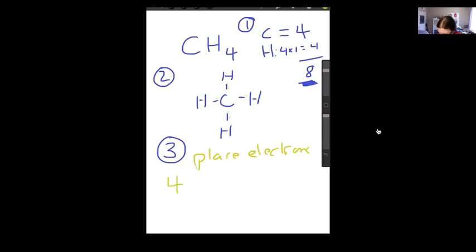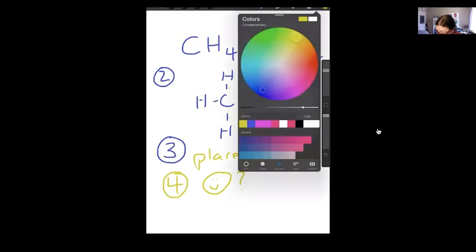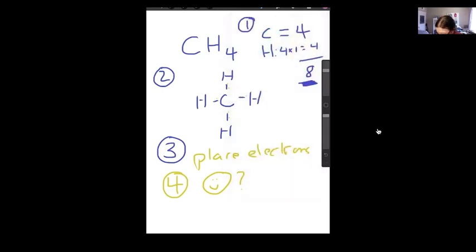Step 4 then is to check, is everybody happy? That means to look at your Lewis structure and make sure that everybody has a completed octet, except for the elements that are exceptions. So does carbon have a completed octet? It actually does, because you can see that it's got 1, 2, 3, 4, 5, 6, 7, 8. It's got 8 electrons around it. And so it's happy.